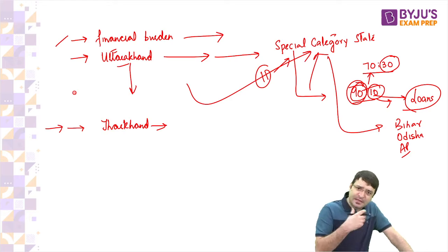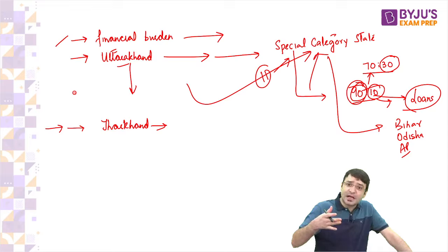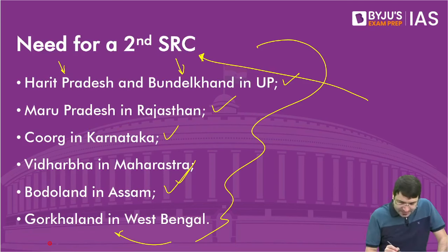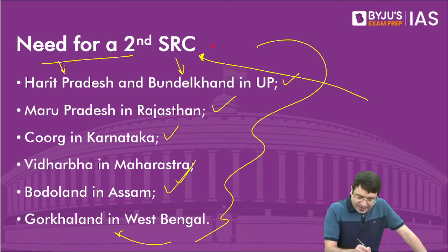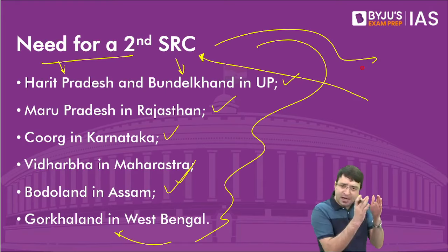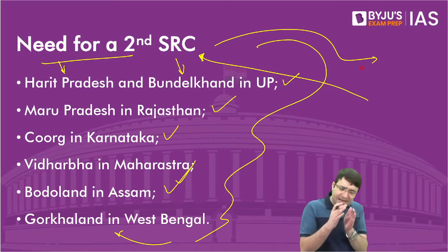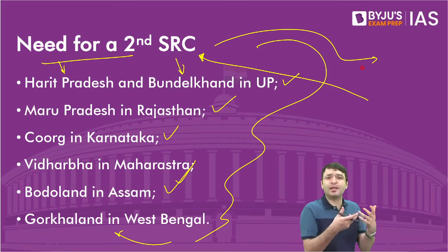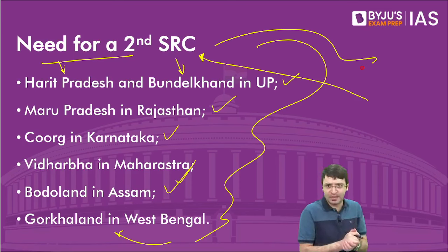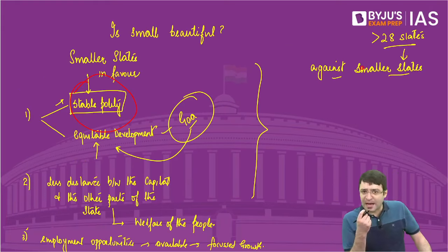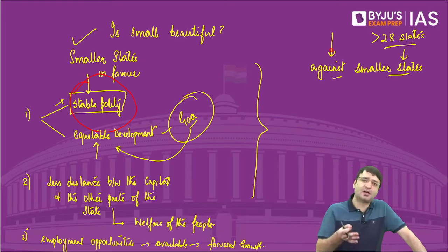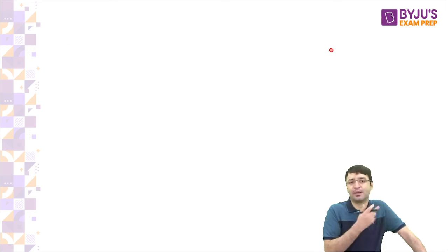That means there are some arguments in favor of smaller states and some arguments against them. But then this decision should be taken by a Second States Reorganization Commission. Let's have a Second States Reorganization Commission, which will look at the demands coming from different parts of our country and analyze the pros and cons to decide whether we need more smaller states or not, and whether we need to further reorganize the country. There are clear examples of some advantages of a smaller state, but there are some disadvantages as well. But for that, we need a Second States Reorganization Commission.